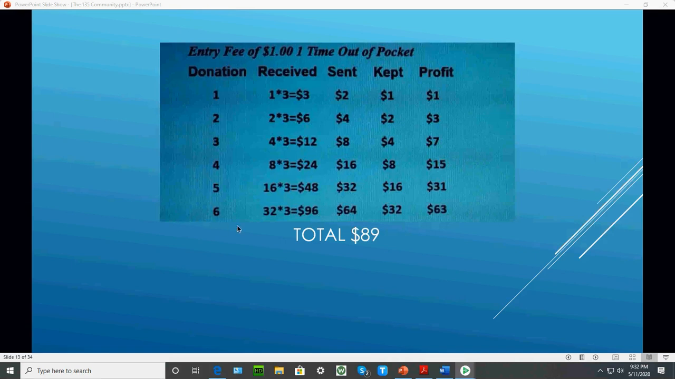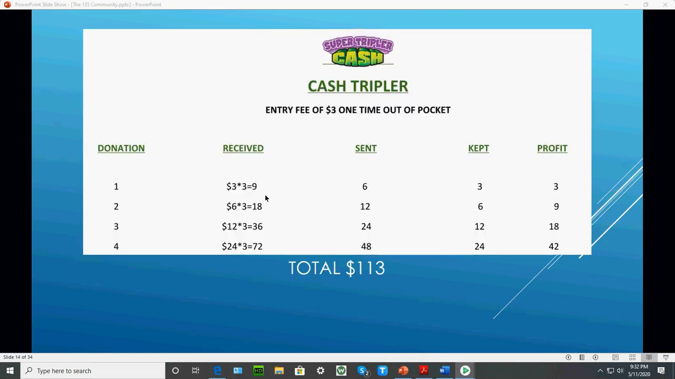Okay? Now the 6th donation day in the $1 process becomes the 4th donation day in the cash tripler. So now the three people are going to donate to you $24 each. That's $72 that you take in. Out of that, you take $48 and you're going to donate that to your inviter. You keep $24 for yourself. That's a total of $42 that you've accumulated just in the cash tripler. That takes you up to $113 to this point. $113. And all you did was $1 one time out of pocket.